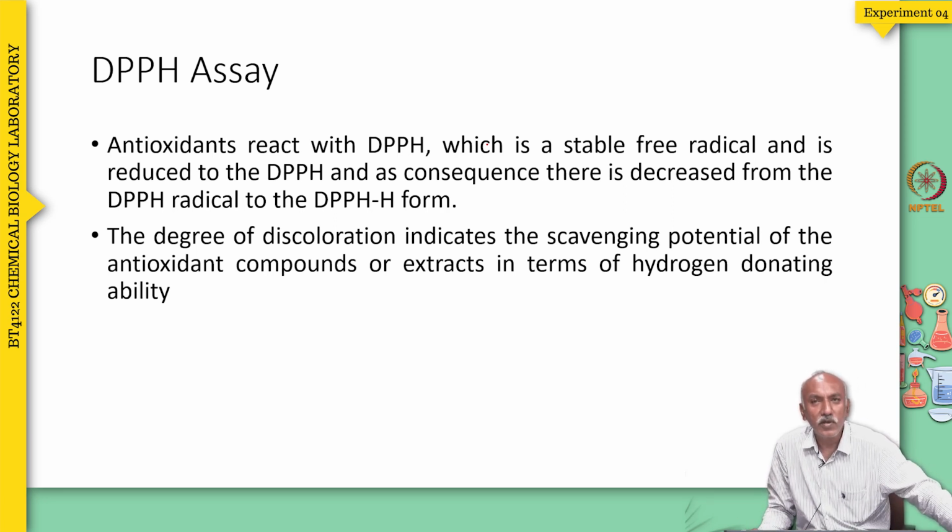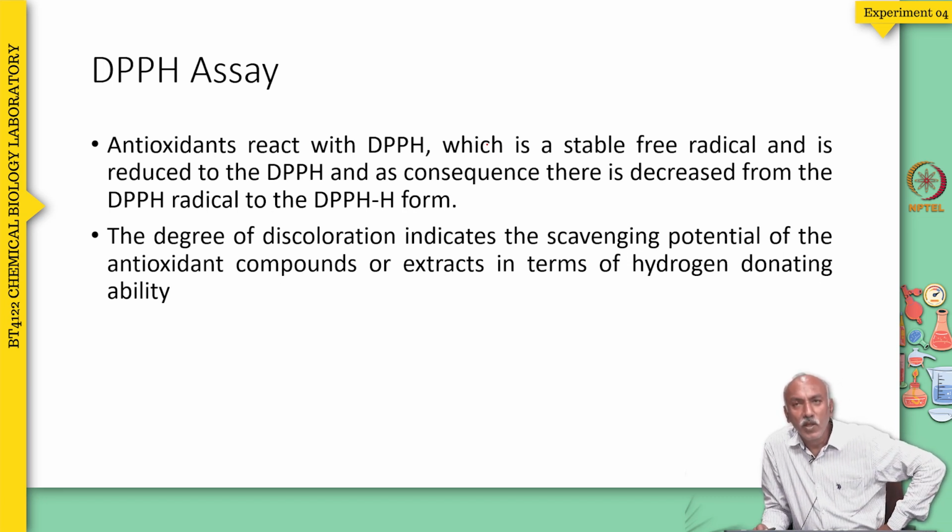The antioxidants react with DPPH, and DPPH is a very stable radical. If you see the structure, you will be able to appreciate why it is a very stable free radical. Because of the radical structure, it absorbs at a particular wavelength, and after reacting with the antioxidant, it reduces the DPPH. As a consequence, the DPPH radical is decreased to the DPPH-H form. So instead of being a radical, it forms the DPPH-H form. The degree of discoloration, because the radical is no more, indicates the scavenging potential of the antioxidant compound or any extract in terms of hydrogen donating ability.